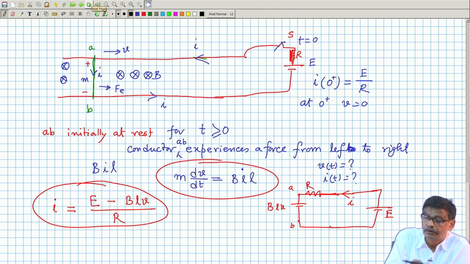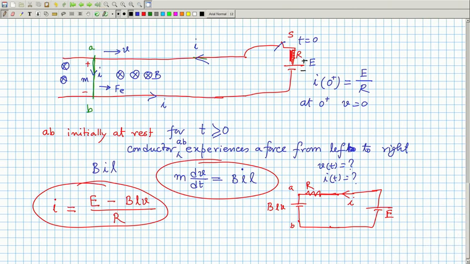Then we took up the next problem: can it act as a motor? That is the same structure AB, there is a magnetic field perpendicular to the board and there is a battery with this side plus, this side minus, and the switch is initially opened, no current in the circuit, no voltage here either, BLV is also not there.